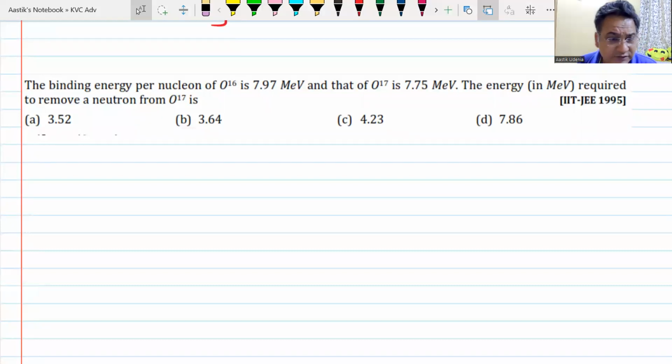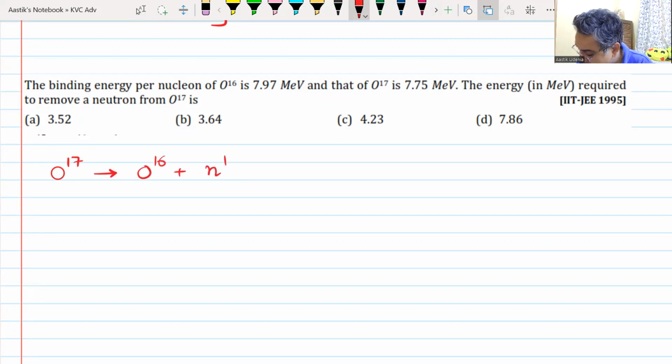So how are we supposed to do this? Let us first write the equation. We have oxygen 17 and I want to remove one neutron from this. So this will become oxygen 16 plus one neutron. And how do I write one neutron? I write one neutron like this. 1 in the numerator tells us its mass number. 0 in the denominator tells us its atomic number, which is 0 because it is chargeless. Oxygen 17 should become oxygen 16 and I should be able to take out one neutron.